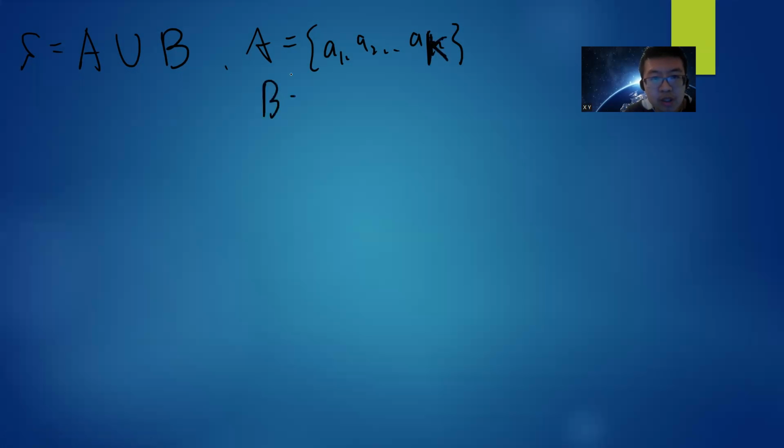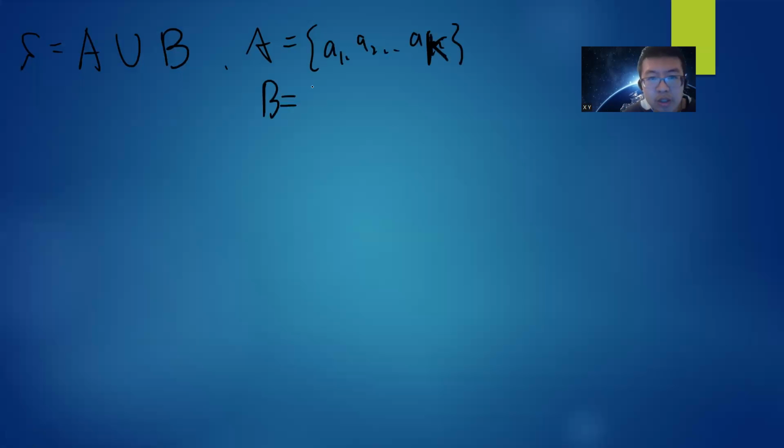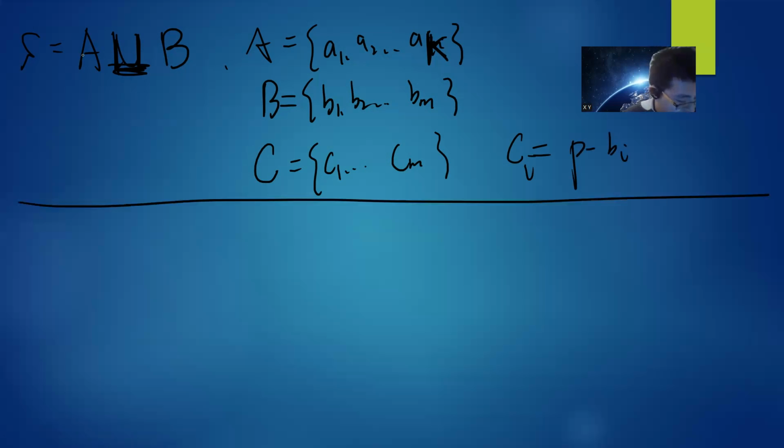And then for B, you will get m of them, because by definition m is the number which is greater than p over 2. So I get B1, B2, up to Bm, and they are disjoint. And I can define C to be C1 up to Cm, where Ci is just p minus Bi. Hopefully this is simple for you.